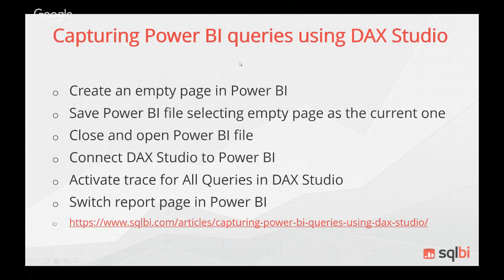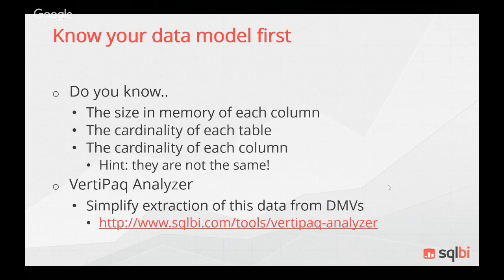This is just a recap of the steps that we executed to isolate the slowest query using DAX Studio. And we had to activate the trace, the all queries trace in DAX Studio, starting from an empty page. But once we do this and we collect a few pieces of information from the analytical elements of each individual query, we have to compare this with the size and the cardinality of tables and columns.